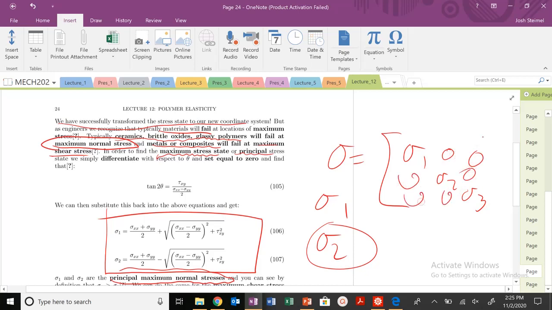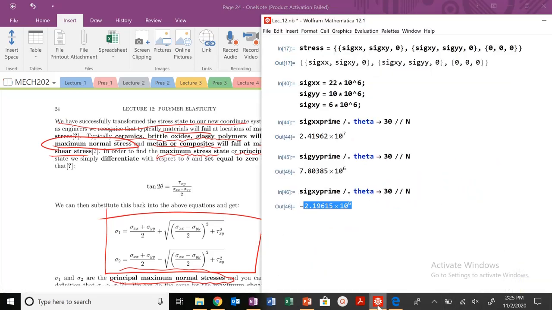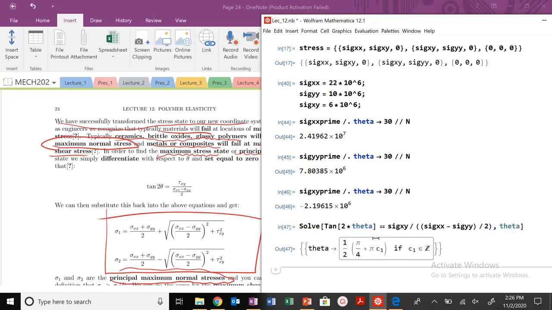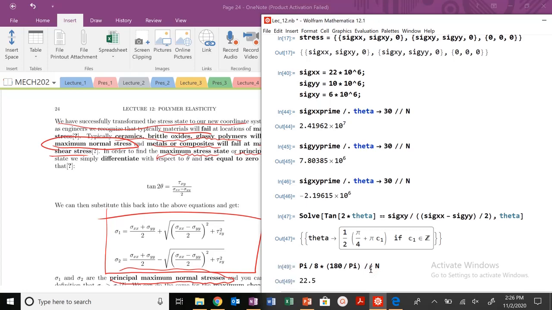And we're going to get into this in just a second. So I can solve and do the same kind of procedure here. So let's solve for, what is that angle? So solve tan of 2 times theta equals, set equal to sigma xy divided by sigma xx minus sigma yy divided by 2, then solve for theta, and then I could just take this expression out. So pi divided by 8 times 180 divided by pi. Let's get that numerically. So that's the rotation.